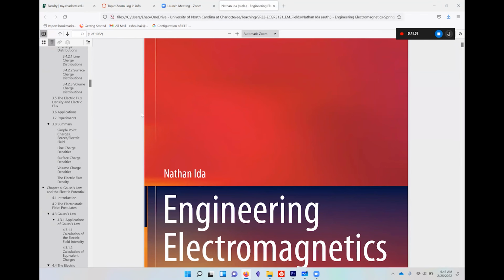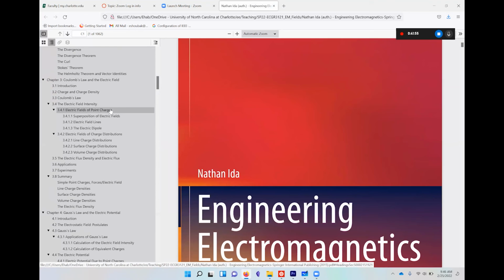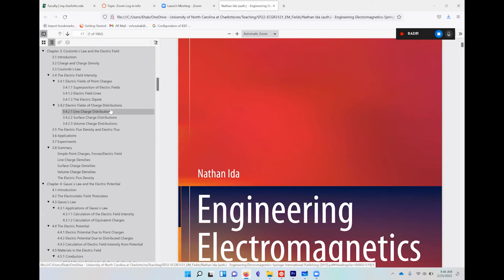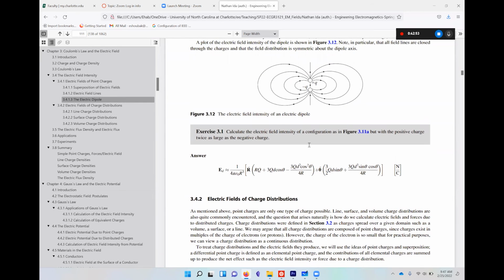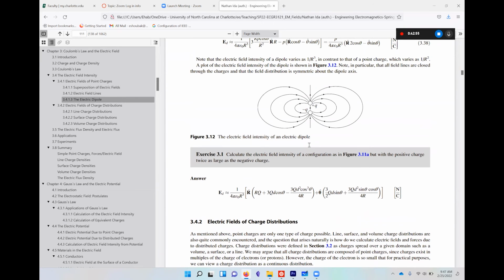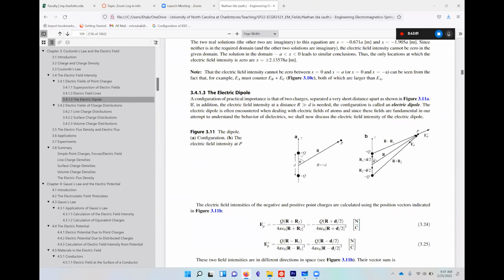So let's see, we talked about, yeah, I want to do an example. Calculate the electric field intensity of a configuration as in figure. So this is kind of like what's called an imbalanced dipole. So you could have a dipole where the positive charge is not equal to the negative charge.